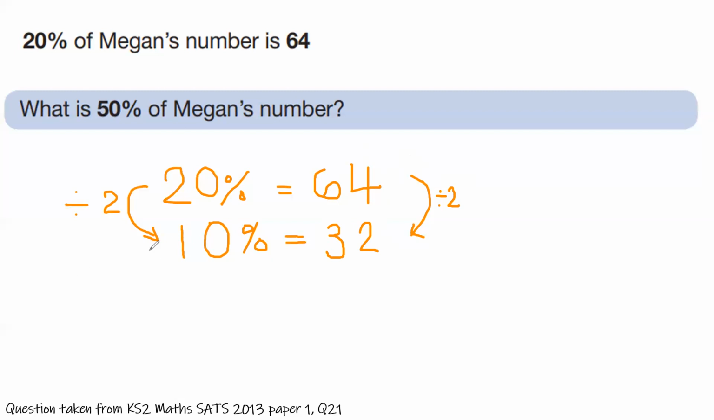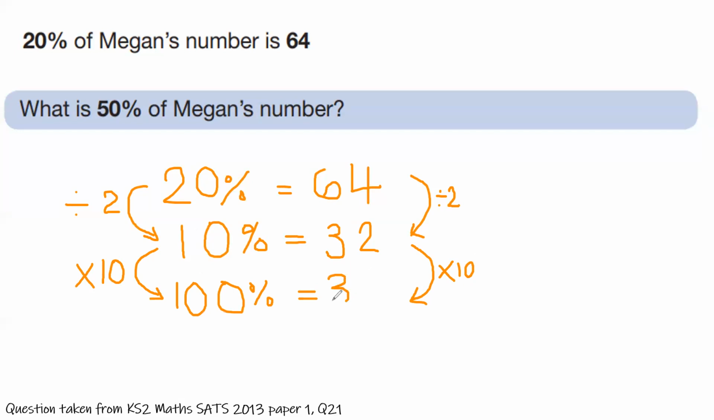If we wanted to, we could now go ahead and work out what 100% is. We can do exactly the same as what we've done here. We'll times it by 10, because we know that 10 times 10 will give us 100. Remember we need to do exactly the same on this side. So if we times by 10 on this side, we also need to times by 10 on this side. That will turn this 32, which is 10% of our number, into 320, which is 100% of our number.